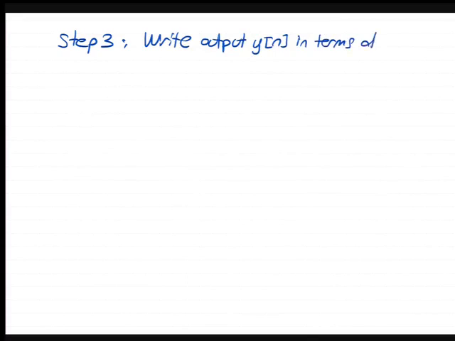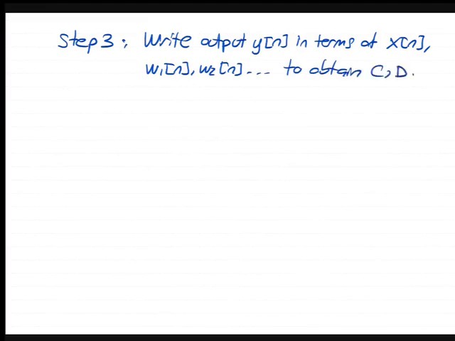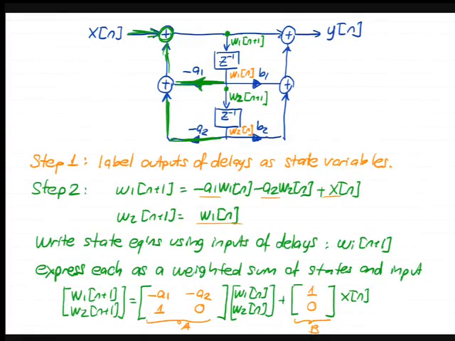Step 3, write output y of n in terms of x of n and the state variables, w1 of n to all the state variables, right? And that will give you C and D. And once you have C and D, you're done. So if we try to do this for our example, we can. So let's do it.